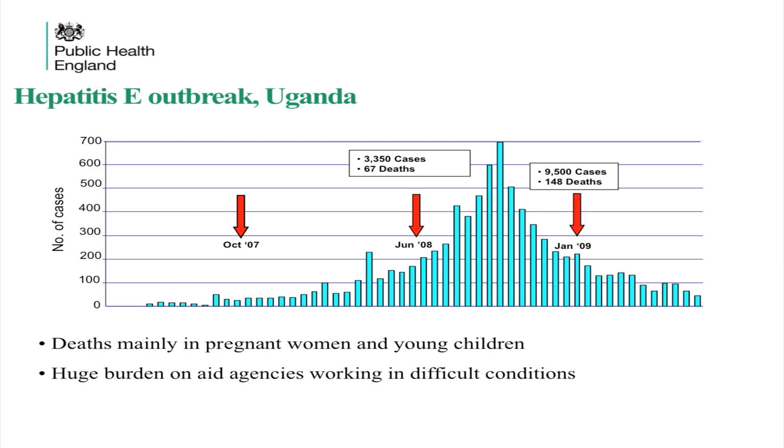The outbreak then peaked, and as it petered away towards the end, there had been about 10,000 cases, about 150 deaths. And the majority of deaths were in that population you would suspect, mainly in pregnancy, but also in very, very young children.